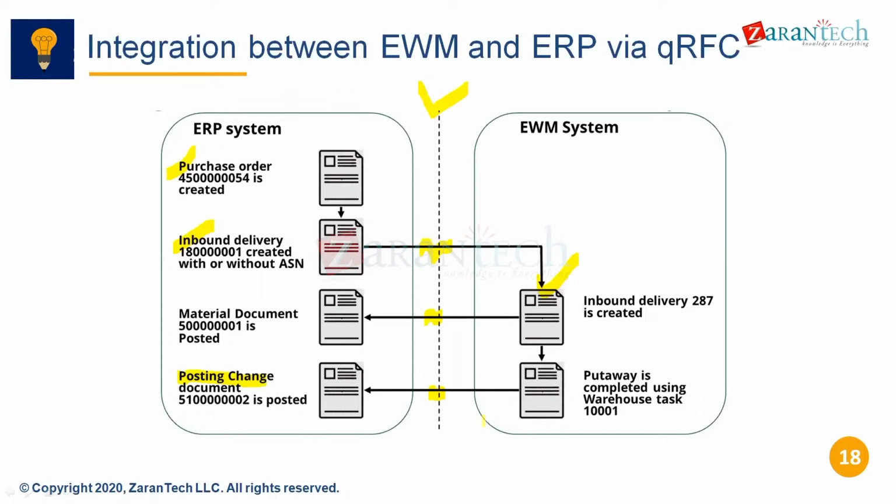Because if you see the physical process, you first unload the parts. You do the GR in the truck itself, or you unload the parts in the staging area. You do the GR and then do the put away. Because in some locations, warehouses want to do preparation for the put away.